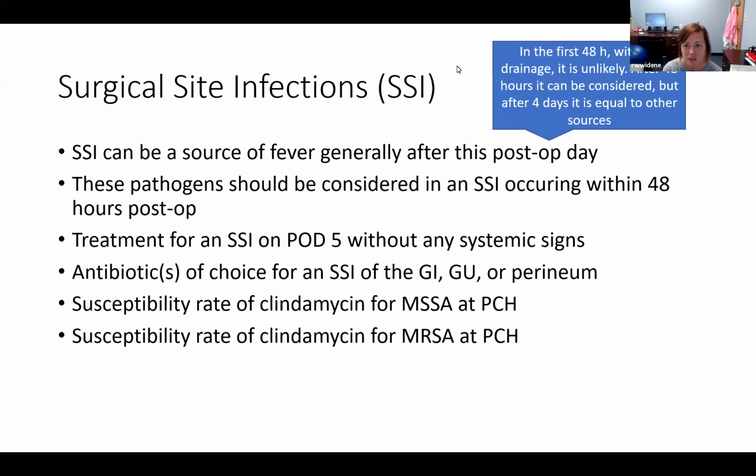However, good to know in the first 48 hours without drainage, your source of fever will unlikely be from a surgical site infection, and you need to investigate other sources of your fever. But after 48 hours, it can be considered because it's an increasing source of fever, but still not your main source of fever. But after 4 days, surgical site infection becomes equal to other sources to cause fever. So generally after 4 days, but Liz said after 2, which is kind of correct per the IDSA guidelines as well. In our Spectrum app.